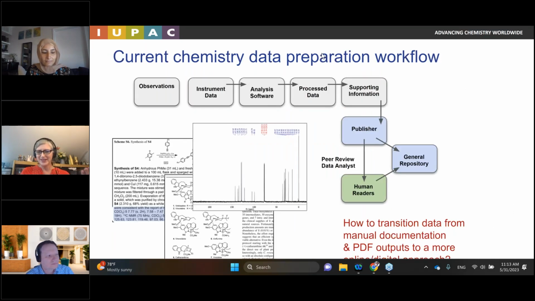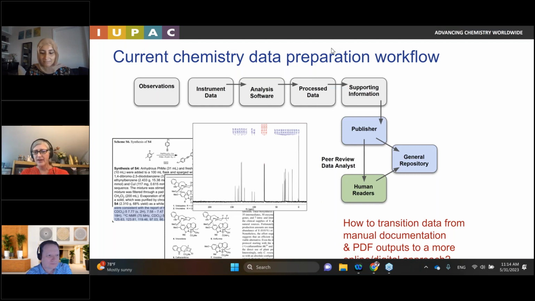So that was the first question about how do we get our data more usable for others. And then the second question they had asked me was, well, how do we make our workflow more efficient? So if you think about your spectra data, you make your observations, and then you have the instrument that's making the measurement, and then you have some analysis software, and then you might process this further, and then you put your supporting information together, and then you assemble all that, and you submit your manuscript.